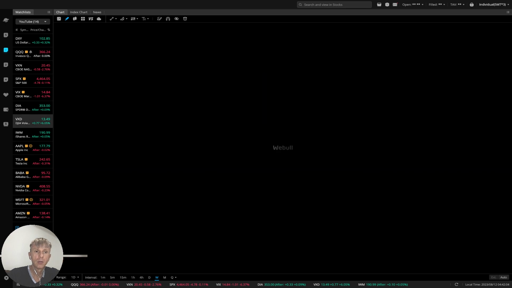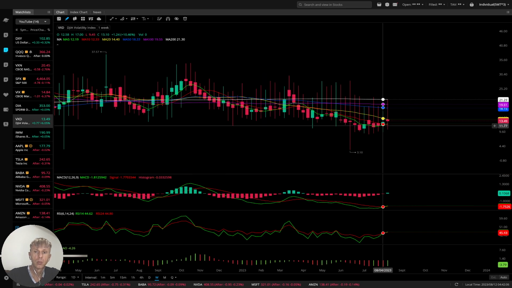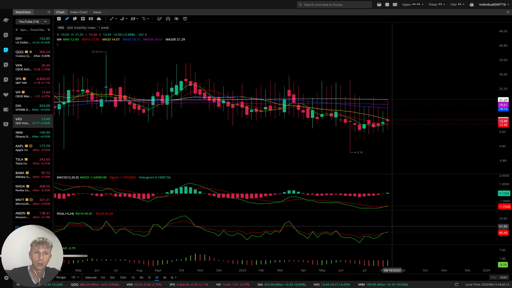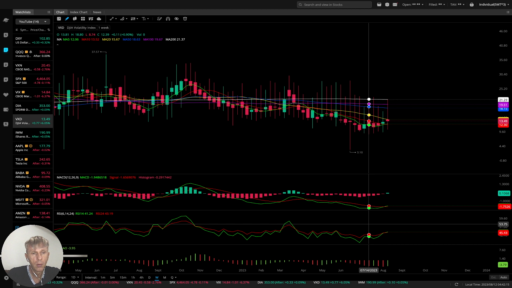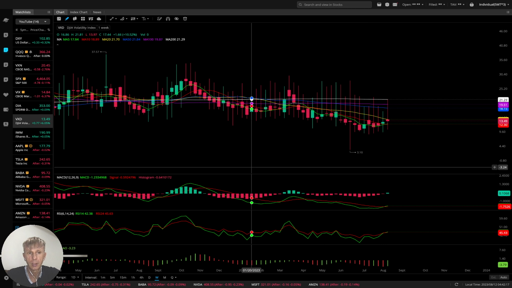And VXD still bullish on all indicators, also in the lowest level, but still did bullish reversal signal on all indicators. It is bearish for Dow Jones Index.